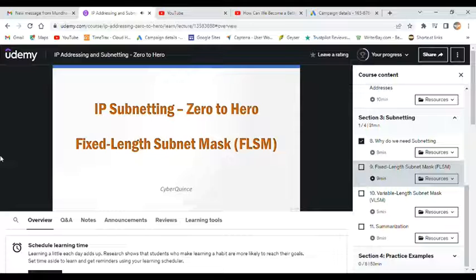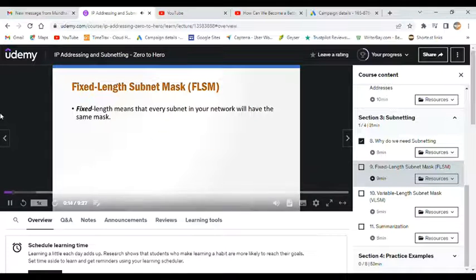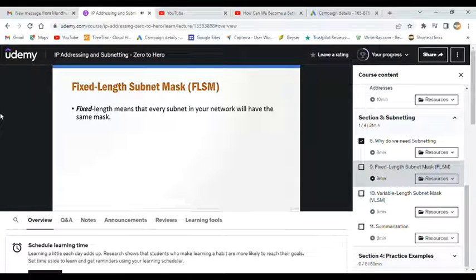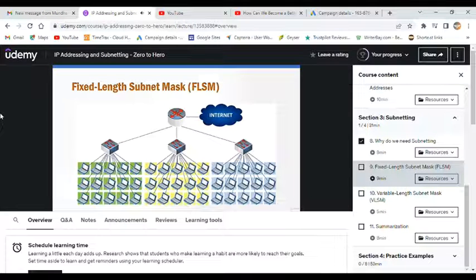There are 2 types of subnetting we're going to learn in this course: fixed length subnet mask subnetting and variable length subnet mask subnetting. First, we'll talk about fixed length. Fixed length means that every subnet in your network will have the same mask. In the example from our previous lessons, whether we use fixed length or variable length subnetting, we will end up having the same mask for each of these 3 networks. Let me explain this example real quick.